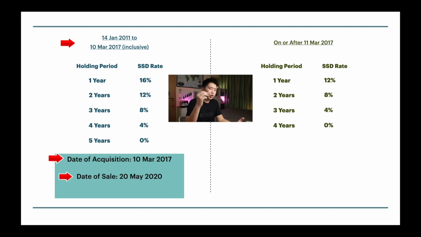Assuming your date of sale is on the 20th of May 2020, what happens? You're still within the holding period of 4 years. You must remember, the date of acquisition is most important. If the date of acquisition lands you in that zone or that rate, you have to use that. So if you were to sell your property on the 20th of May 2020, unfortunately, you're still within the holding period, as you're entering the 4th year. You still have to pay a 4% SSD. So if it's $1 million, 4% will be $40,000.